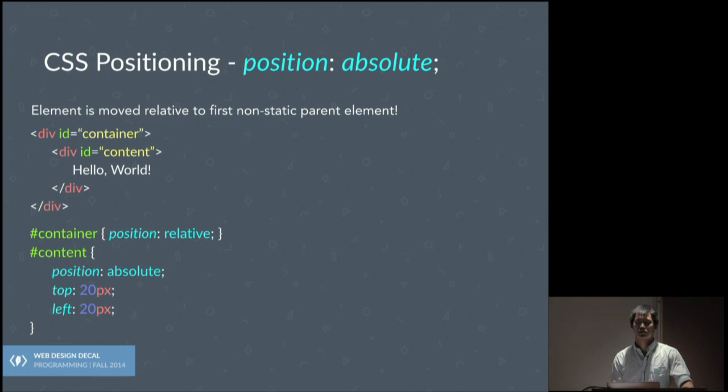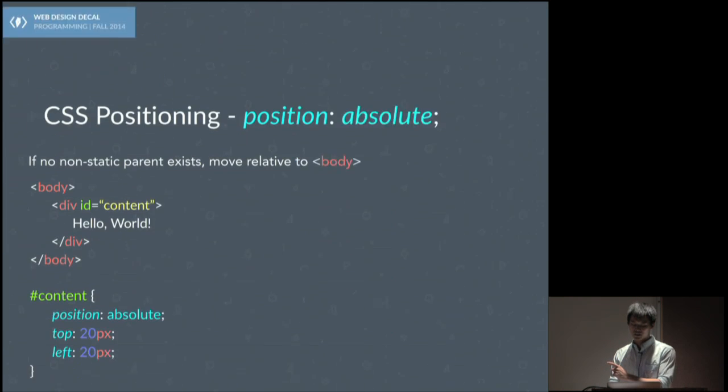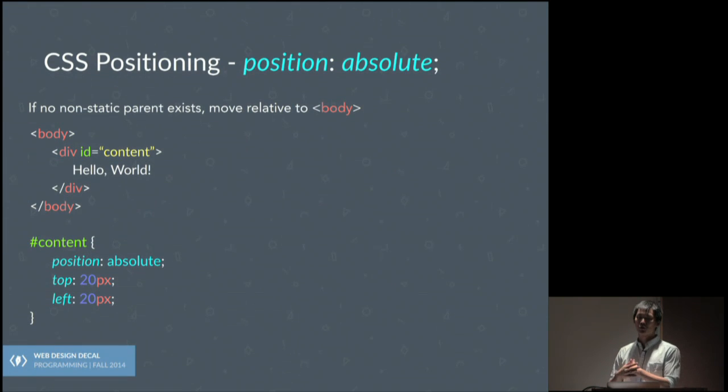So suppose this is my code. I'll let you look over it real quick. But basically, I have this parent called container, and I have content. So it would just position itself relative to container. In this case, I have no container around it. There's no parent div, so it would just do it relative to the page.